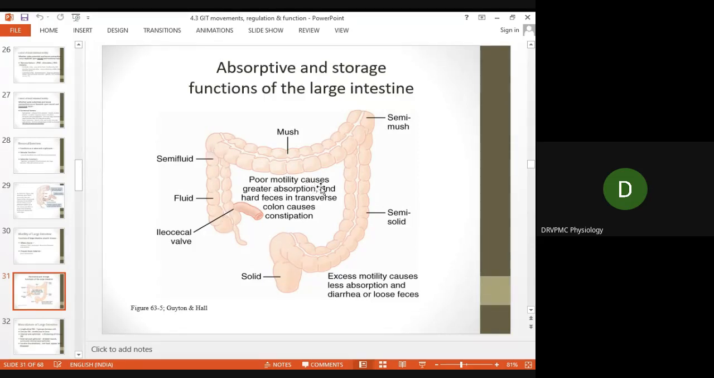Poor motility of the large intestine causes greater absorption, and hard feces in the transverse colon cause constipation. If the large intestinal motility is less, then more and more fluid will get absorbed, and the contents in the lumen will become more and more solid, and that can give rise to constipation. Excess motility will cause less absorption and diarrhea or loose feces.